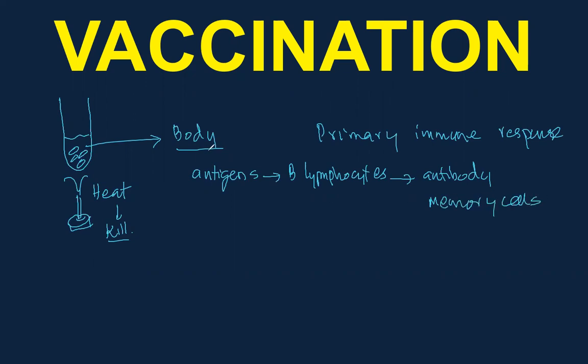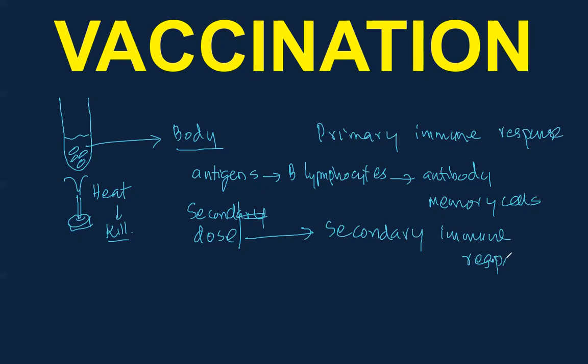Like in Corona, we had two or three vaccine doses. They call it a booster dose, and later they give a second dose of the same dead bacteria. When the second dose is given, it will produce a secondary immune response, right? But do you get the disease? No. Why don't you get the disease? Because the bacteria is killed, and that's why you don't get the disease.